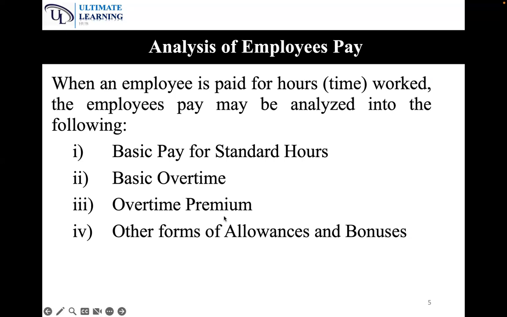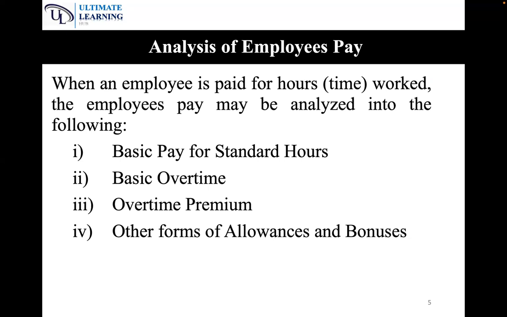What is given to employees? There is what we call basic pay for standard hours. There is what is known as basic overtime. There is what is known as overtime premium, and other forms of allowances and bonuses. We had also looked at this in the last session.